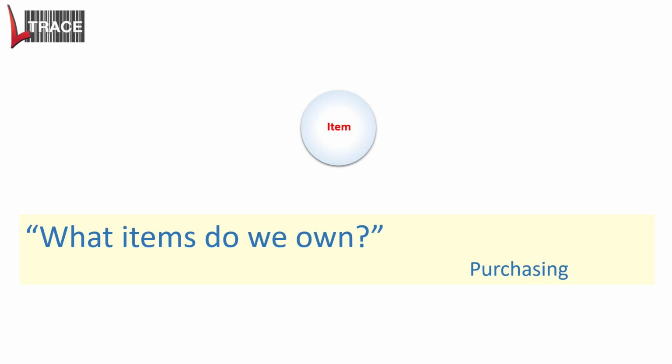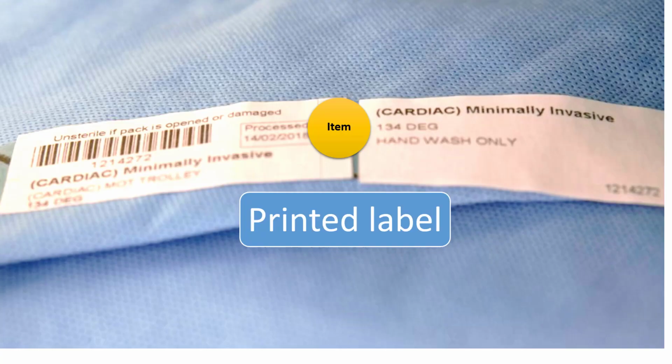Items do we own? That's really important for purchasing and helping them to know what assets there are, what additional assets you need. So that's just purely having a concept of an item within a database or computer system. Now let's take it one step further. Let's make a printed label.